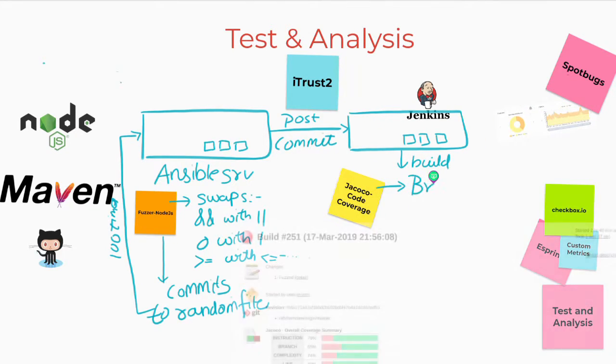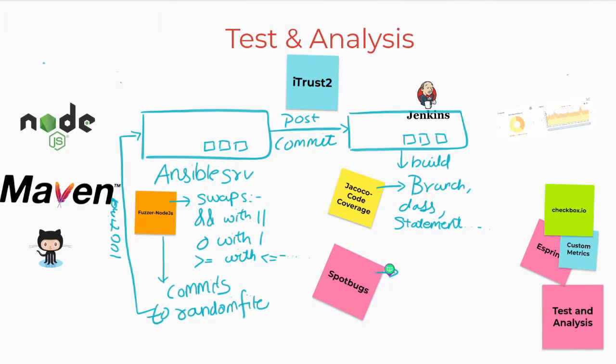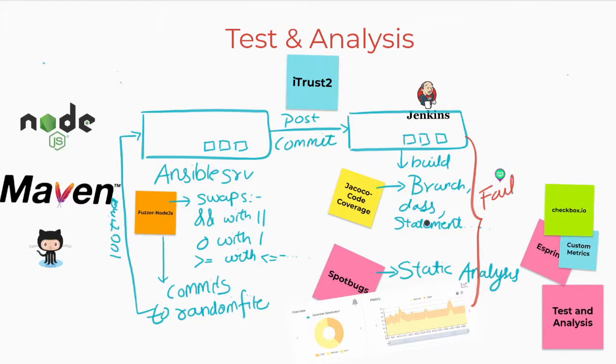Now in the build, we have JaCoCo code coverage, which checks the branch, class, statement, etc. coverage of the code. We have the SpotBugs plugin, which is basically a static analysis of the code, which gives us a nice visualization of the bugs in the code. If one of these fails, we are going to fail the build.